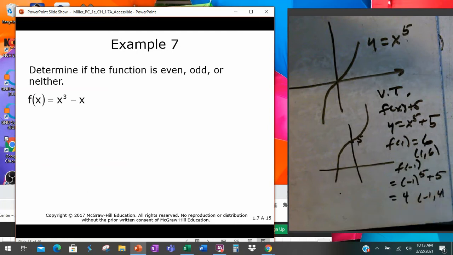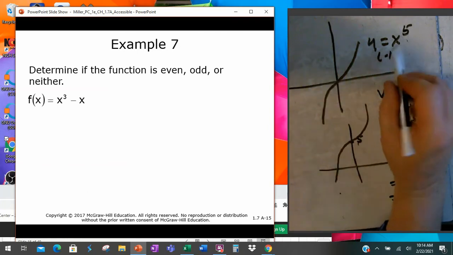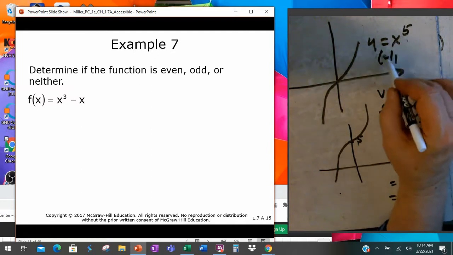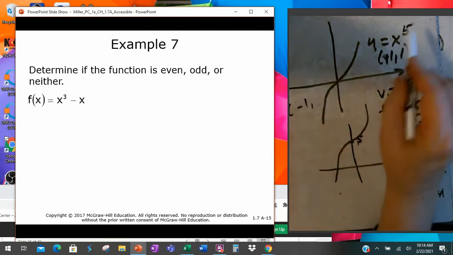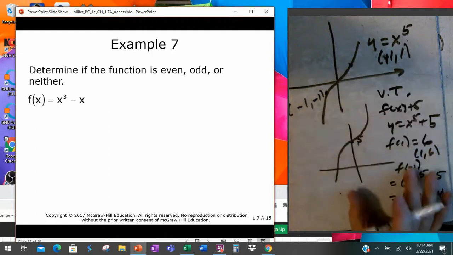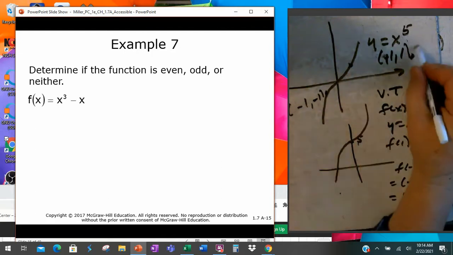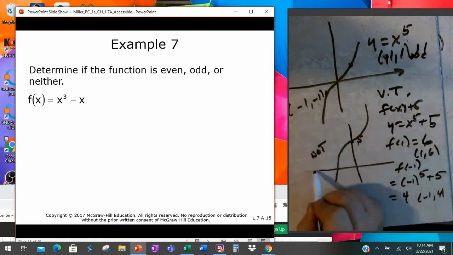And negative 1, 4. Negative 1 to the 5th is negative 1. That's that symmetry. By shifting an odd function, I started out with an odd function, but now I've lost that, it's not odd. That's in terms of what we're doing with symmetry, even and odd functions.